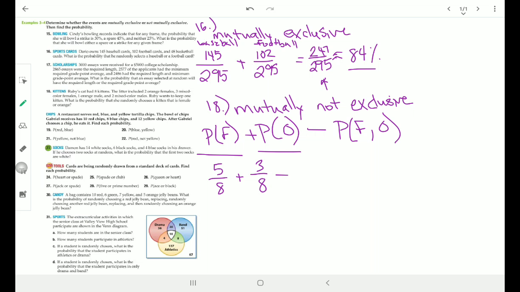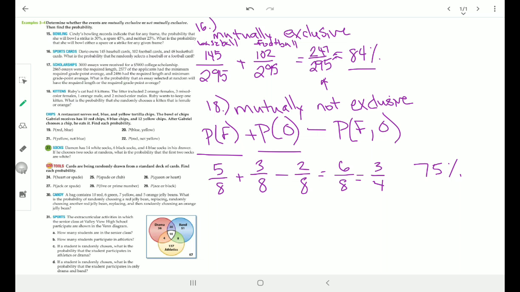So we got to look, okay, how many females and orange cats are there? Well, there are 2 out of 8. So I got to take away those 2 out of 8 because we're already counting them once. We don't want to count them twice. So 8 out of 8 minus 2 out of 8 is 6 out of 8. And if I simplify that, that brings it down to 3/4, which is 75%, right? So there's a 75% chance that she randomly chooses a kitten that is female or orange. Okay?